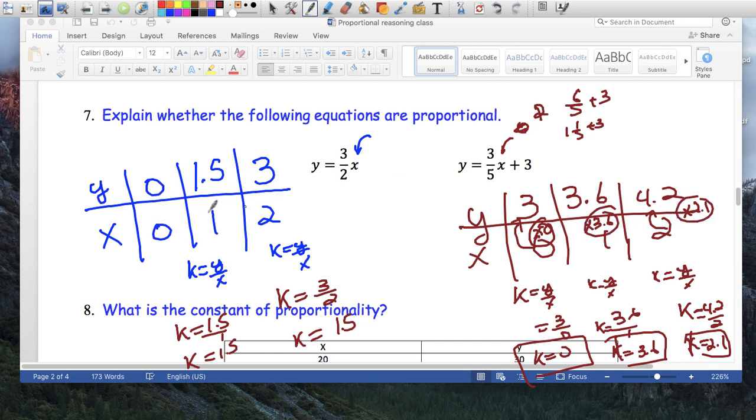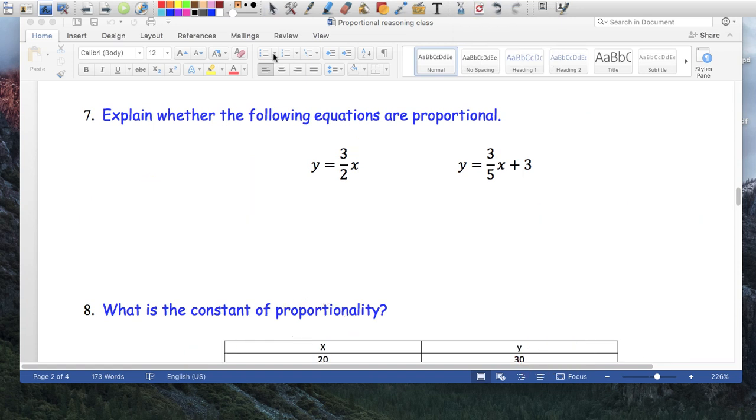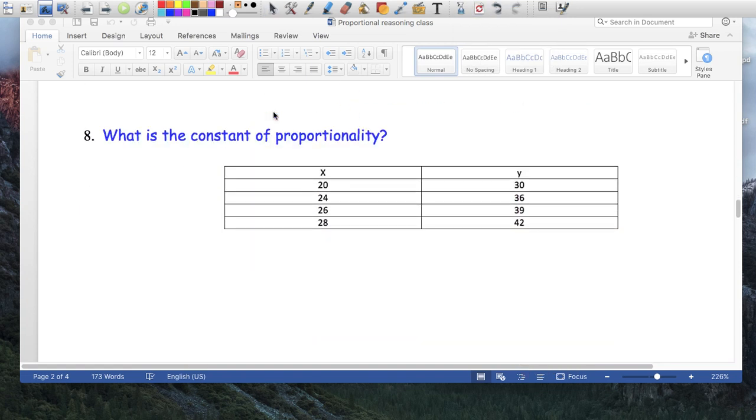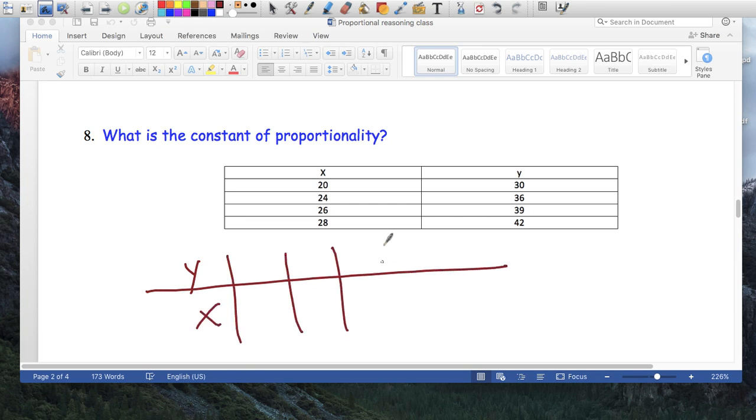8. What is a constant of proportionality? So you have a graph, and again, maybe some of you like the table this way. So let's put the values here. The x is 20, 24, 26, 28, y is 30, 36, 39, 42, and I guess we can assume, I don't know if this is proportional or not. We can debate that.